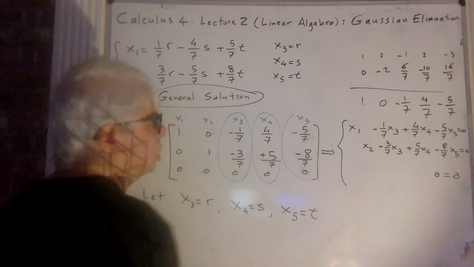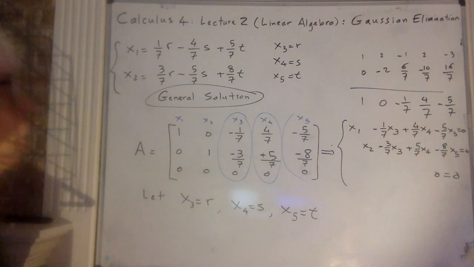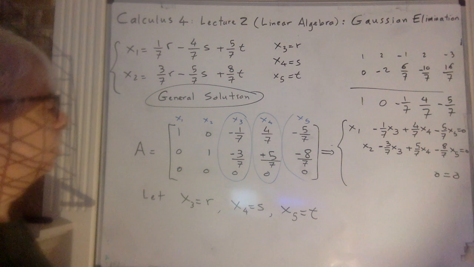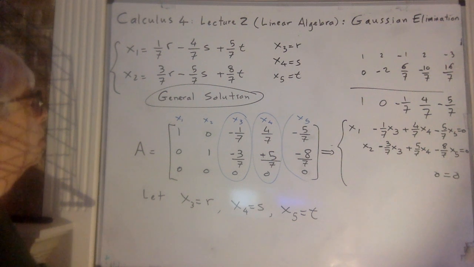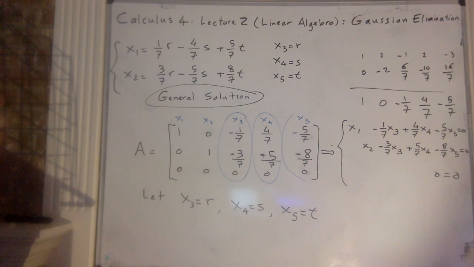So the general solution is when you find the RREF form, and then choose free variables and find the other variables in terms of the free variables and write them down in parametric form. So this parametric form, that is the general solution.